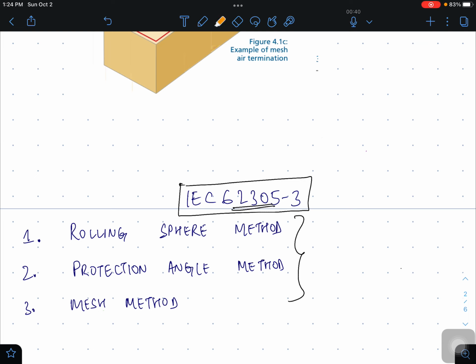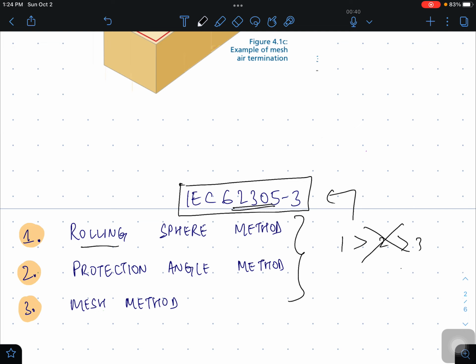methodologies. The first one being the rolling sphere, which is the most popular. Second is the protection angle, which is also very popular, and third is the mesh, which is a bit less popular. But IEC does not say that 1 is more preferred, 2 is less, and 3 is less. This is not said by this IEC. You can choose any one of these 3 methodologies.